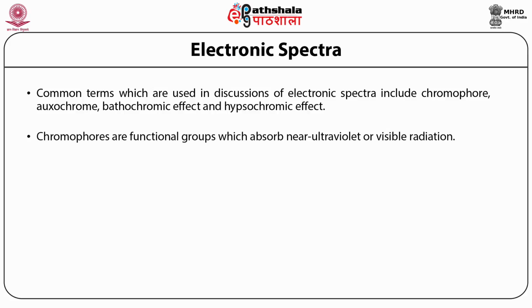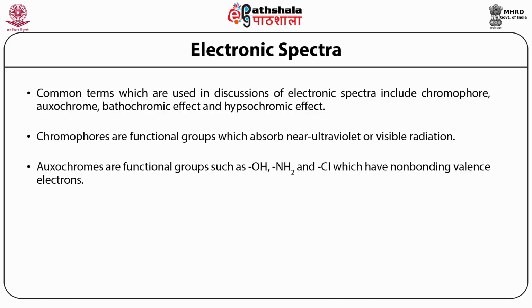Chromophores are defined as functional groups which absorb near ultraviolet or visible radiation when they are bonded to a non-absorbing saturated residue which possesses no unshared non-bonding valence electrons, for example, a chain of hydrocarbons. Most chromophores have unsaturated bonds. Auxochromes are functional groups such as OH, NH2, and Cl, which have non-bonding valence electrons and do not absorb radiation at wavelengths more than 200 nanometer. They do, however, exhibit intense absorption in the far ultraviolet region.